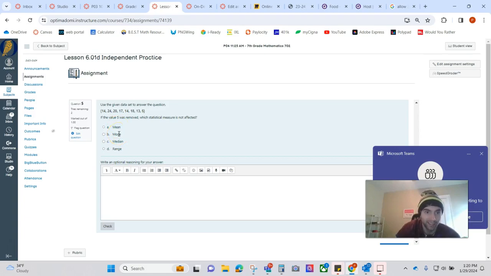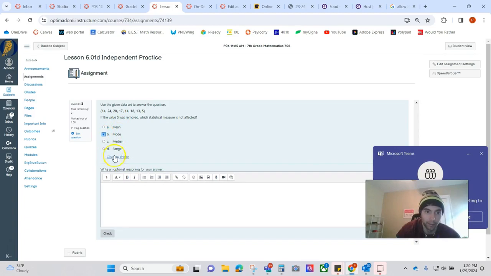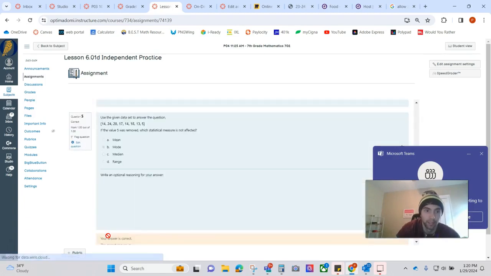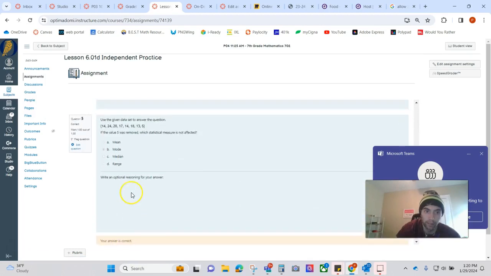I think the right answer is mode, but technically the mode would be affected for this problem. Well, that's wrong, because the mode would just be all of the numbers, because they all, oh, never mind. I didn't see that. 14 appeared twice. 14 is the mode, so if you take out 5, mode would not be affected.